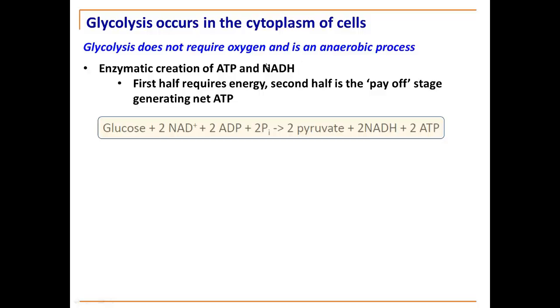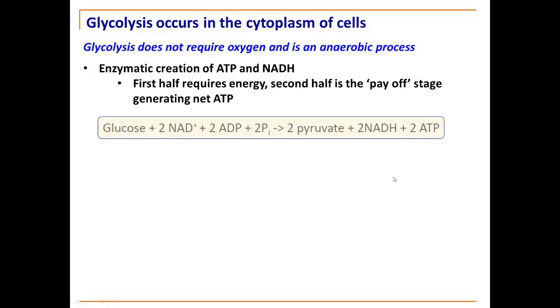But we also produce what's called reducing equivalents. So this is a molecule, NADH. Okay, don't worry about its full name. The first half of glycolysis requires energy, and the second half is the payoff stage where we generate that net 2 ATP. So the overall reaction is we have a glucose molecule, 2 NAD, 2 ADP and 2 phosphates. The 2 ADPs and the 2 phosphates form 2 ATP, so adenosine diphosphate goes to form adenosine triphosphate.